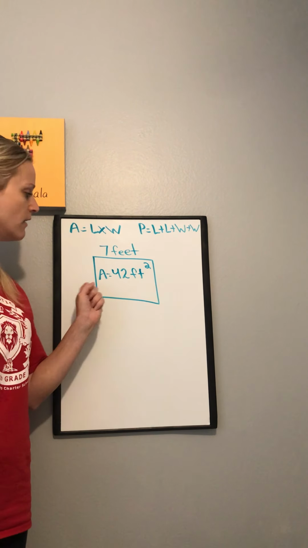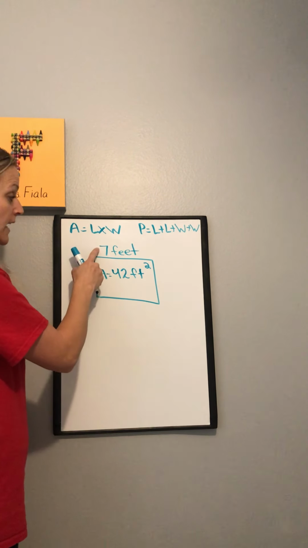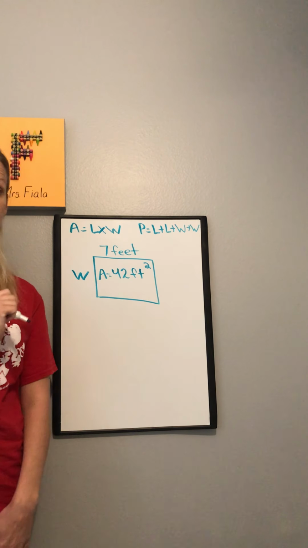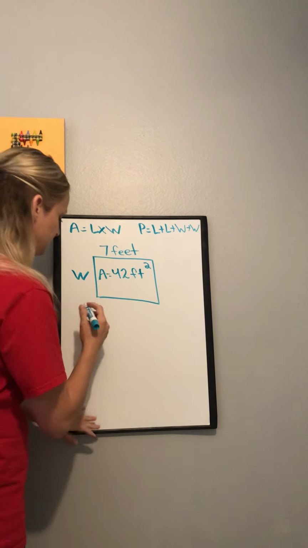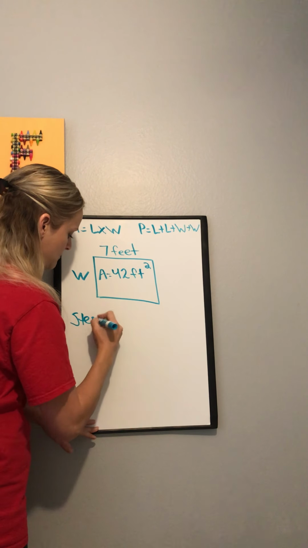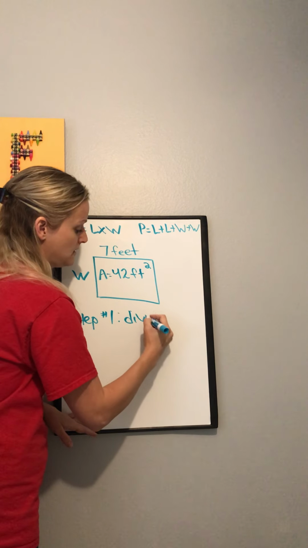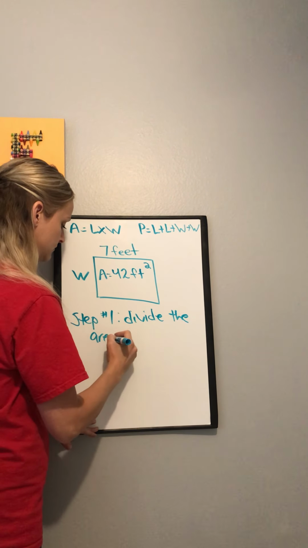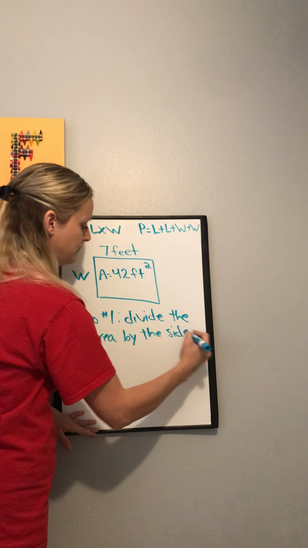What is the width of this quilt? I do not know the width. I know the length and I know the area. I need to find the missing side. There is one step to solve these problems, and that is to divide the area by the side you are given.